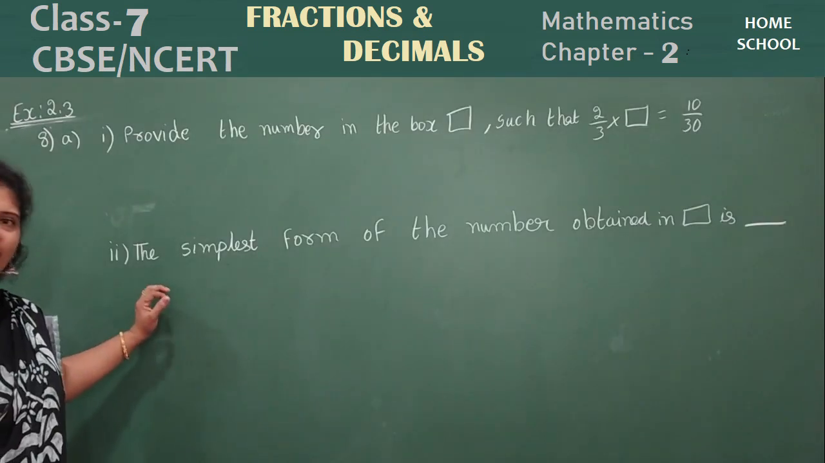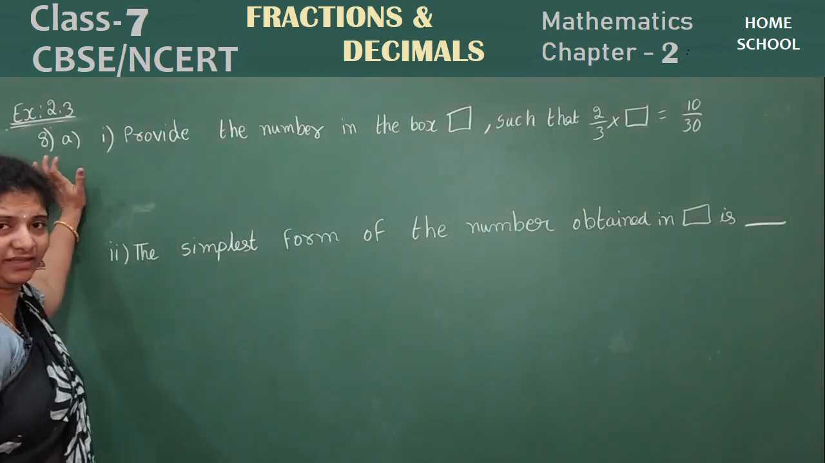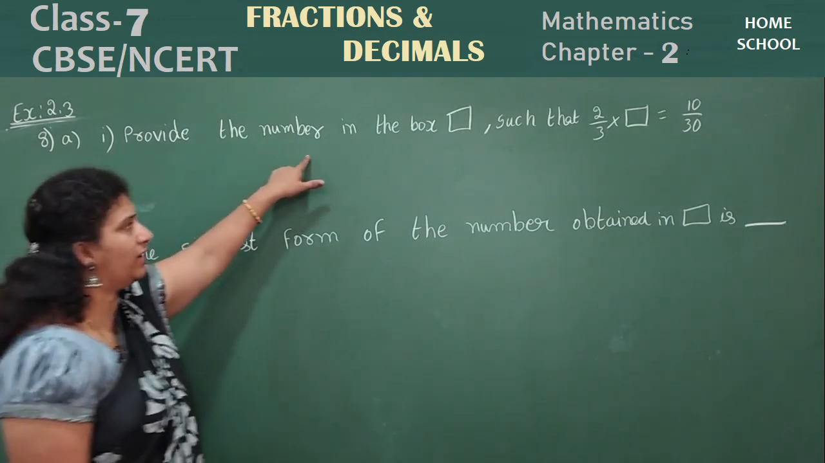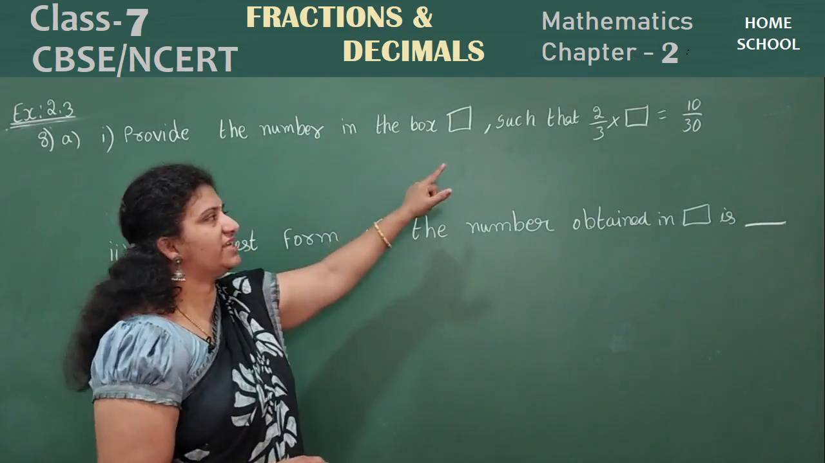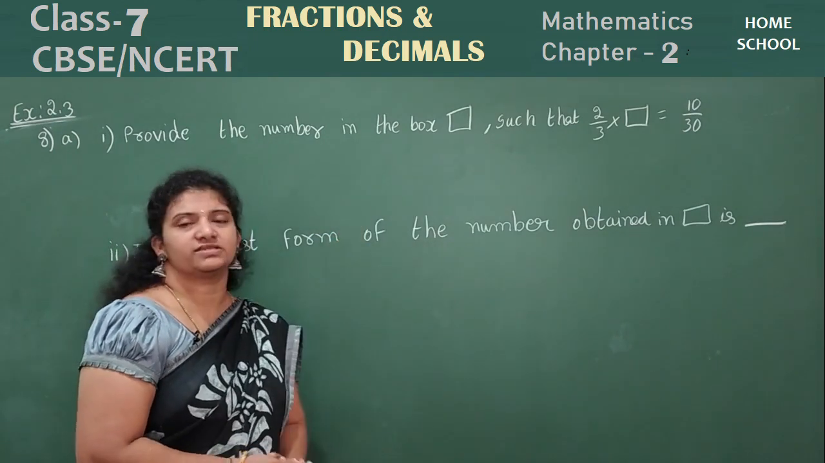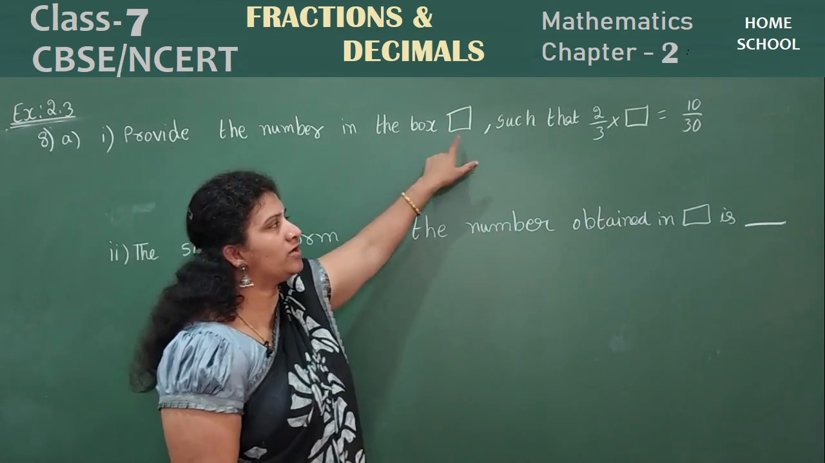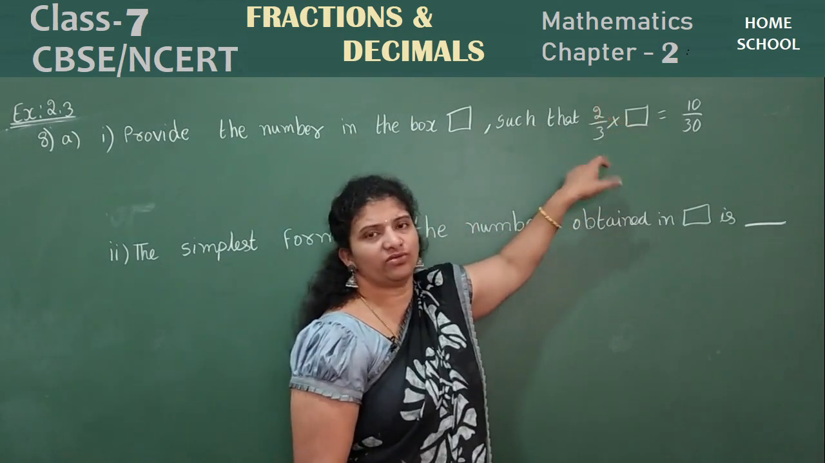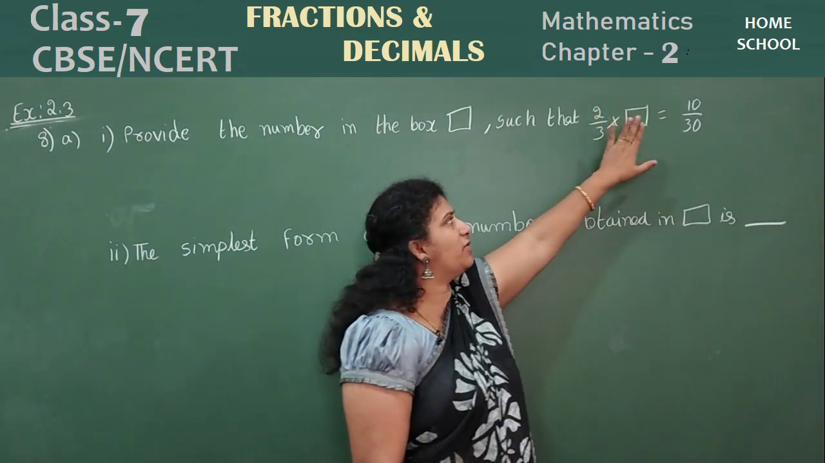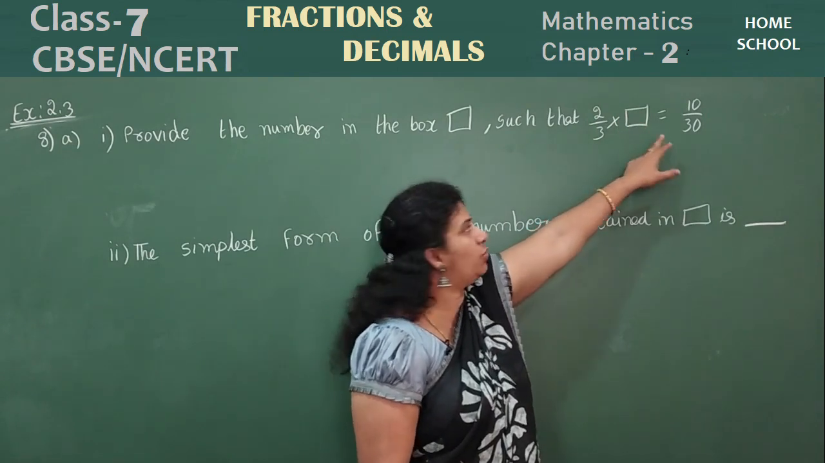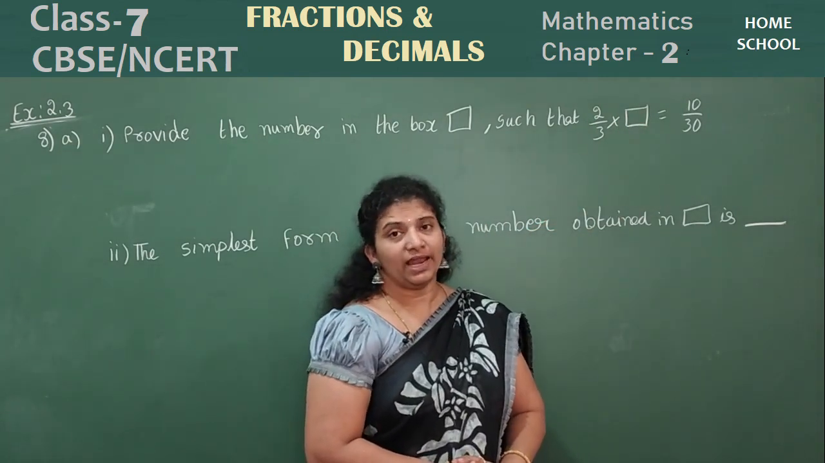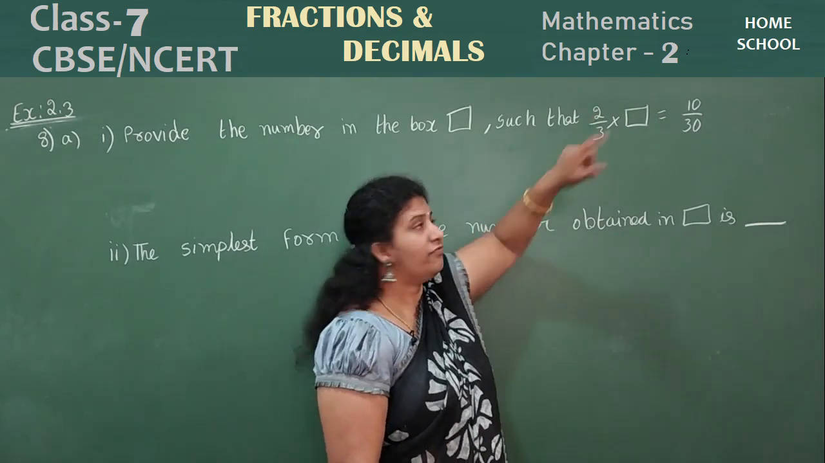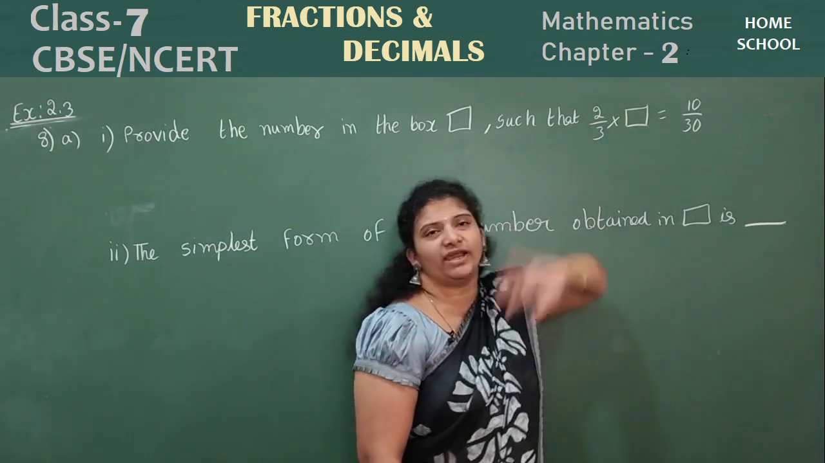Okay, let's see the 8th problem here, children. 8th A sub-question. First one, provide the number in the box such that 2/3 into box is equal to 10/30. The box you need to find is your question. So what do you have here? 2/3 you have. If you multiply the value in the box, you get 10/30. Let's observe now the numerator. What do you have here? 2.